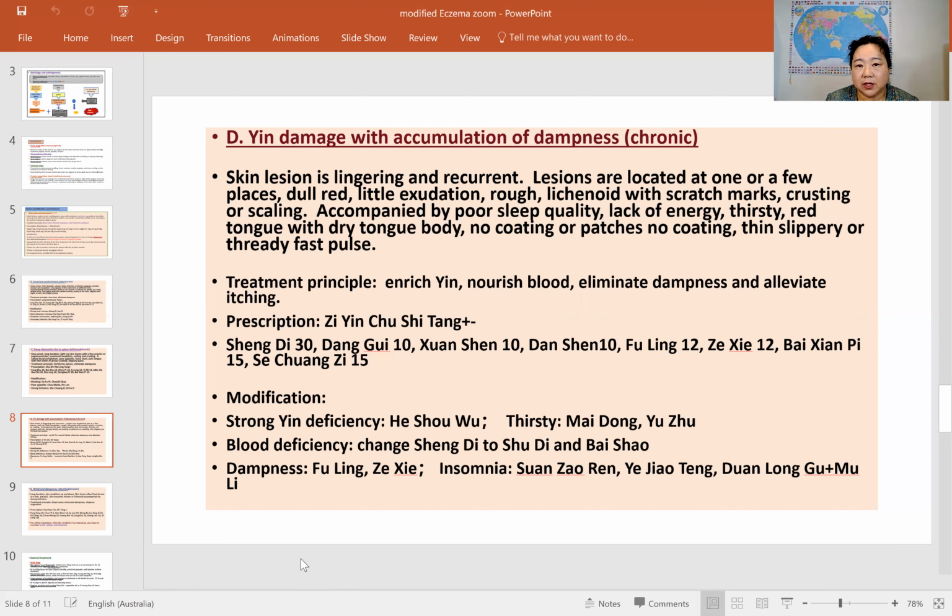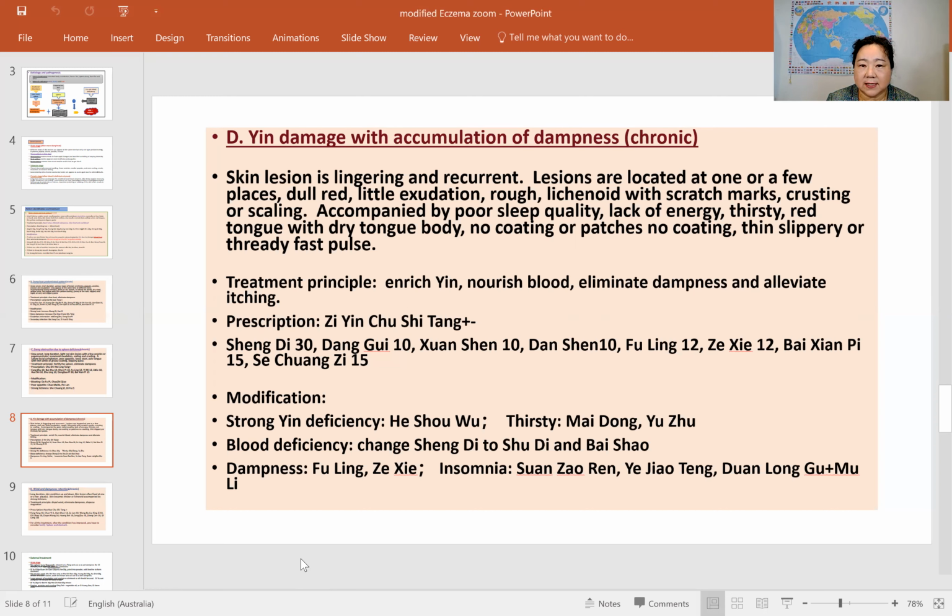Our treatment will nourish blood, eliminate dampness, and relieve itching. The formula we use to modify is 滋阴除湿汤. The ingredients are here. If there's strong yin deficiency, we can add 何首乌.